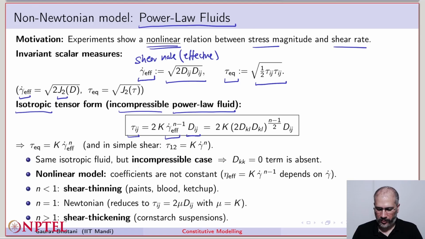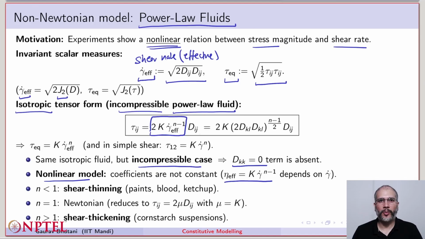So as we saw that for this incompressible case, our D_kk term is missing. So we only have this form, and that is quite common because mostly the fluids that we talk about to be modeled using power law are incompressible in nature. And we can clearly see it's a nonlinear model because the effective viscosity, as we see from here, is dependent on gamma dot, which contains information about D.